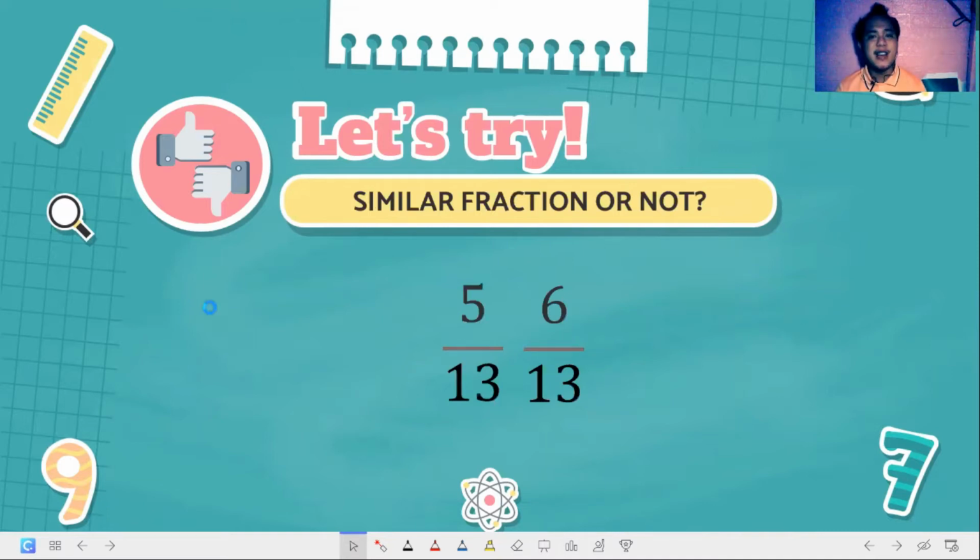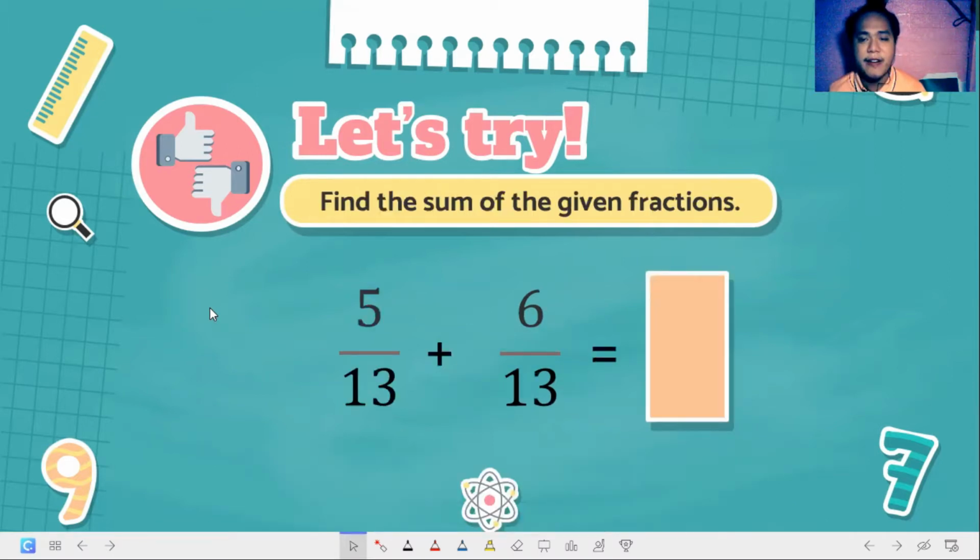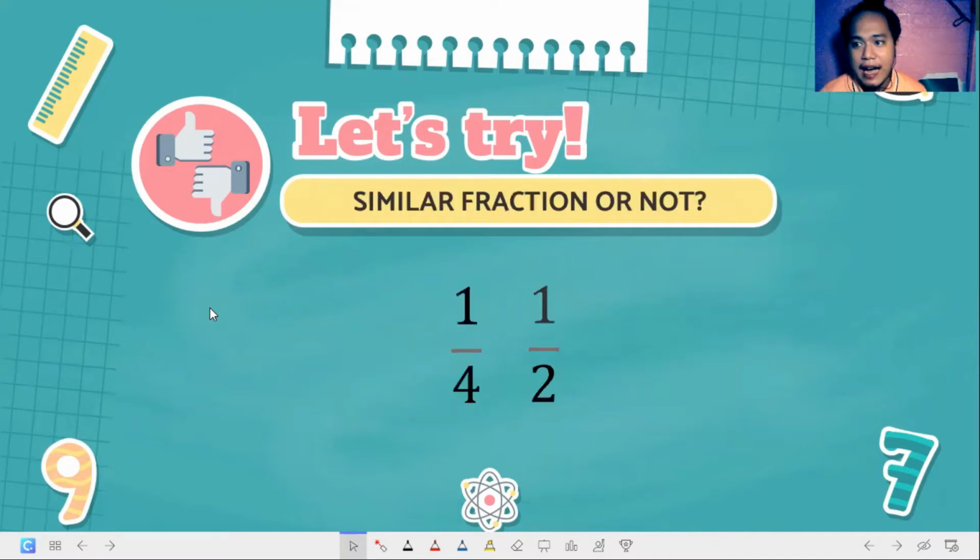Next, similar fraction or not? Spot on. All of you answered correct again. And it is indeed a similar fraction. So let us now find the sum. Wow, amazing. 11 over 13. So now let's begin to this item.